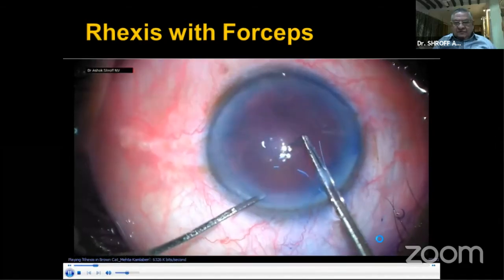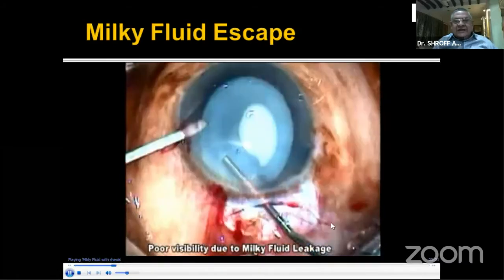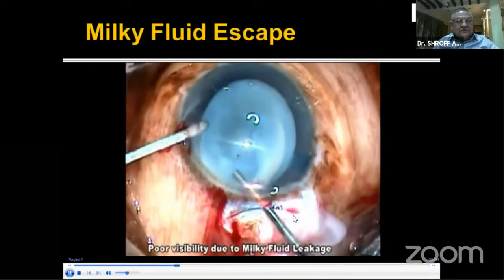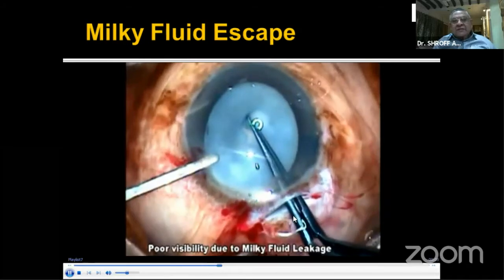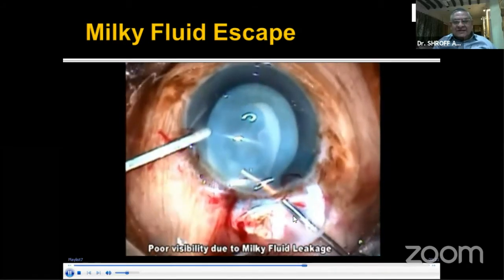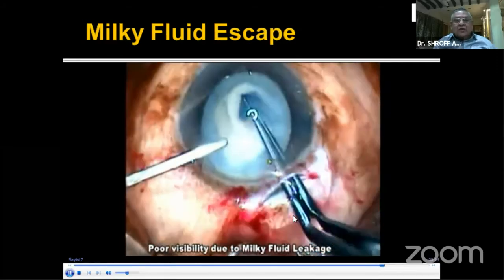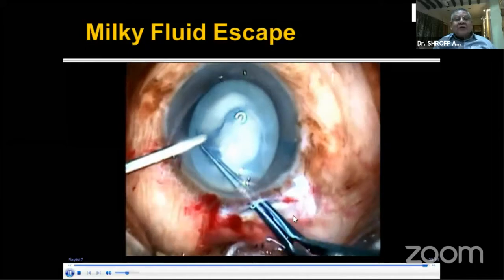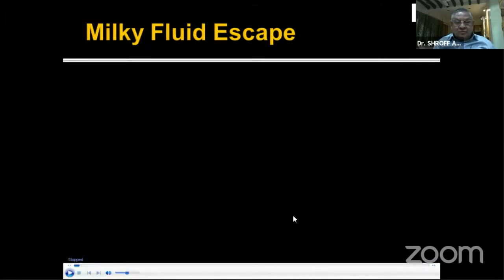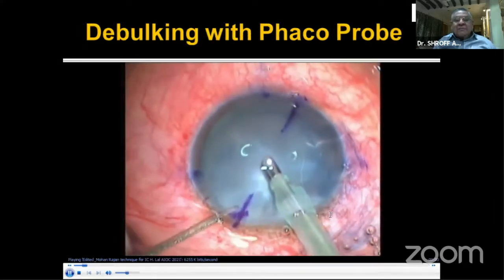We go back, we move further. Now you can see that here the rexis. This is a very old video. Earlier we did not have good gadgets. At that time the fluid would escape. The milky fluid is all fluid cortex. So we must allow the fluid cortex to escape out of the chamber, go on forming the visco chamber, and then do the rexis. Now debulking.